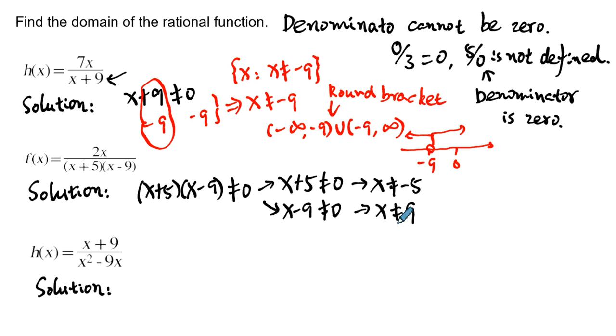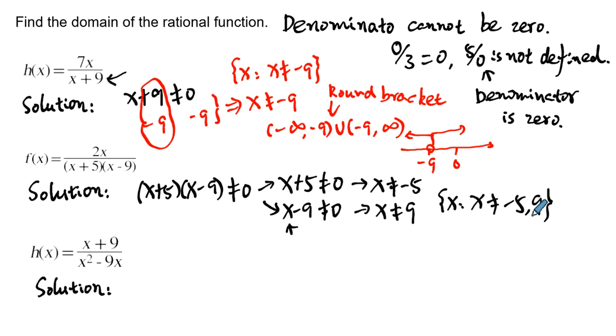Again, if you plug in positive 9 here, 9 minus 9, you get 0. So x minus 9, then you get x cannot be 9. Here x plus 5, x cannot be negative 5. See that? So with the set notation, you may write x cannot be negative 5, positive 9.